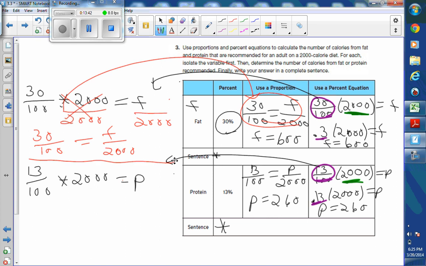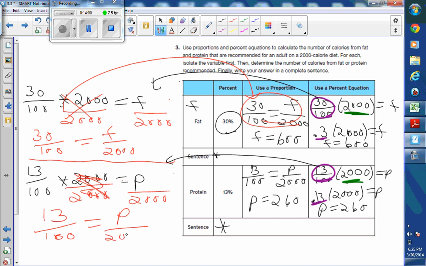Okay, let's do the same thing for the protein. Divide by the whole, which is the whole 2,000 calories, on both sides. Those cancel out. The 2,000 divided by 2,000, you're left with 13 over 100 equals P over 2,000. And if you look at that, that matches our proportion over here. So they both match back to the proportion.